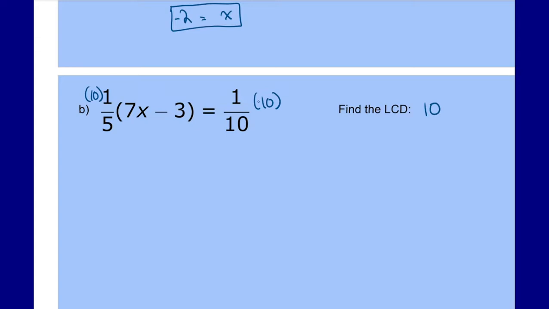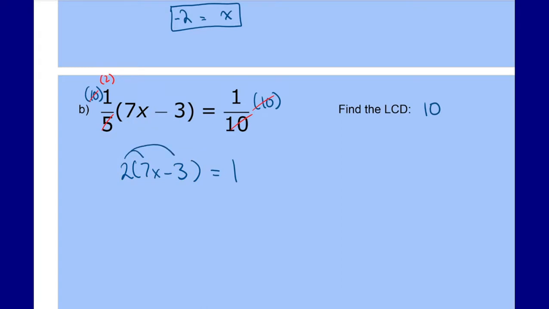If I multiply the one side, 10 multiplied by 1/10, the right side just works out to 1. It cancels out to 1. On the left side, 10 cancels out the fraction of 5. However, 10 divided by 5 leaves me with 2. So I still have a multiple of 2 on top in front of that bracket. So I have 2 times 7x minus 3 equals 1.